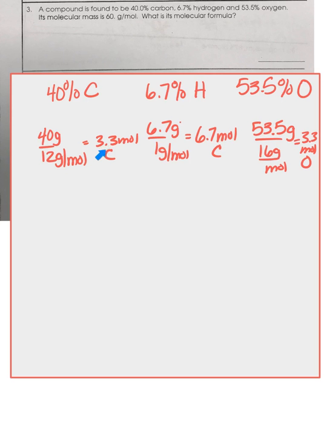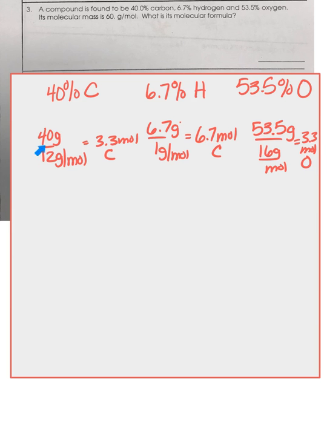Okay, in this question, now they didn't give us the empirical formula, they told us the percentages. So 40% carbon, 6.7% hydrogen, and 53.5% oxygen. We have to now calculate the empirical formula just like I did in the other video. So I'm going to go ahead and pause and then do that work and come back and explain to you what I did.